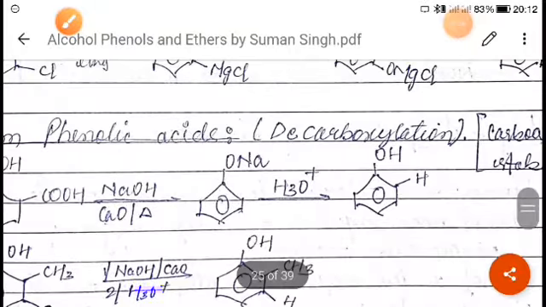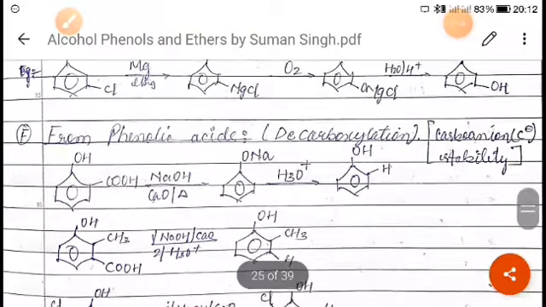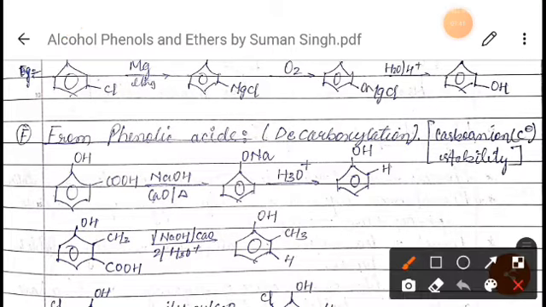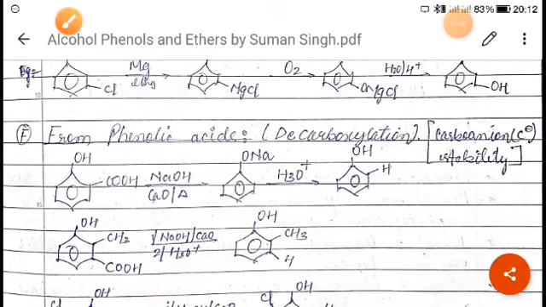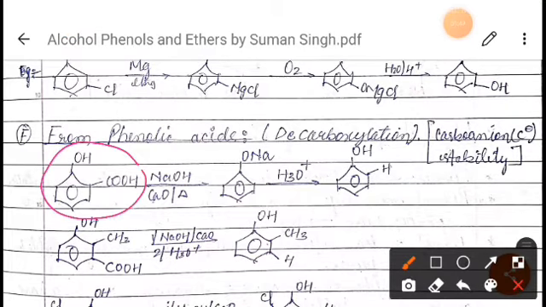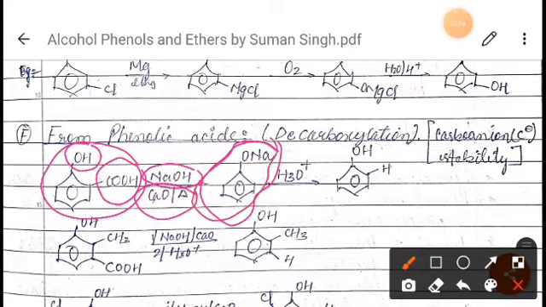Now the next one is from phenolic acid, which is also called decarboxylation. Here we have to see carbanion stability. We have taken OH attached and COOH. First, in the presence of NaOH, we will get ONa. After that, in the presence of NaOH and CaO, when we heat this, we will get ONa, and after that, in the presence of H2O, or when we hydrolyze this, we will get phenol.